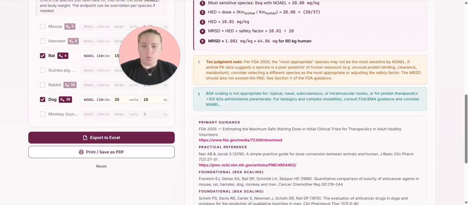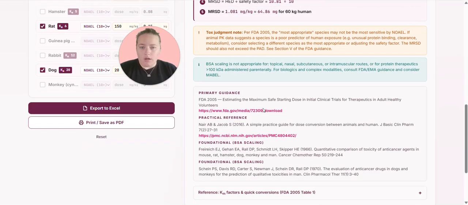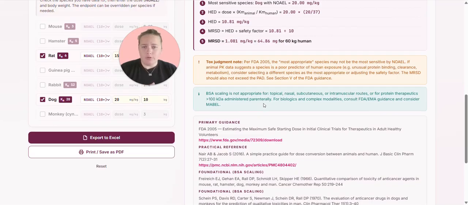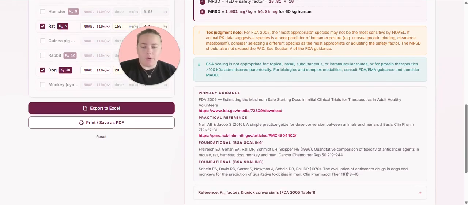So just some warning notes here at the bottom. A tox judgment note about the FDA's guidance in picking the most appropriate species, and then the BSA scaling. Sometimes it's not the most appropriate route for particular administrations, topical, nasal, subcutaneous, or things like that. You can adjust for that. And then if you're using biologics or large molecules, typically this is a combination of your NOAEL, your MABEL, and modeling approaches and computational modeling, and that usually has clinical pharmacology coming into the picture at that point and doing some complex things that are not within my wheelhouse.